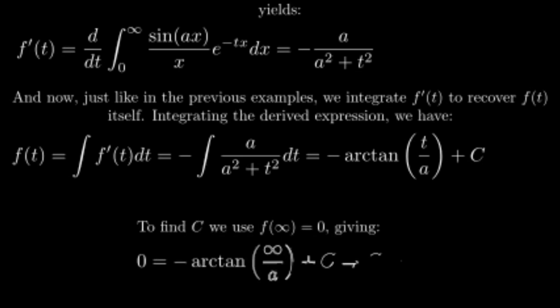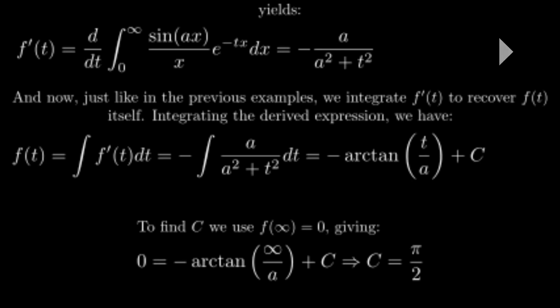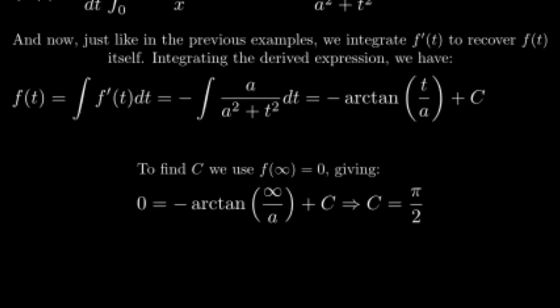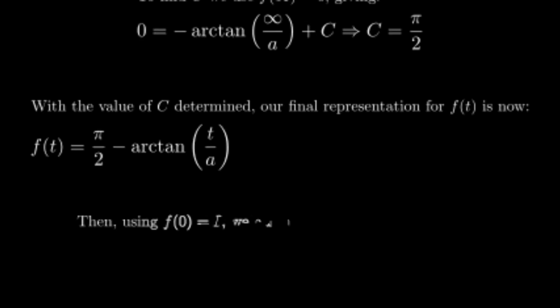Yeah, and then to find c, we use f at infinity is equal to 0. That is our f of infinity. Well, it's equal to 0, so 0 is equal to this thing evaluated at infinity plus c. We get c is equal to pi over 2. That's all correct. Okay, with the value of c determined, our final representation for f of t is now f of... Yeah, that's right. So it's so far so good.